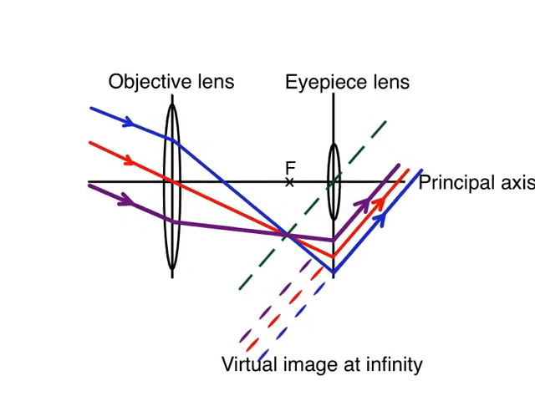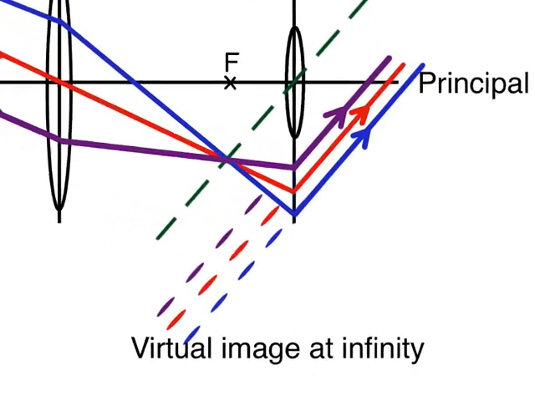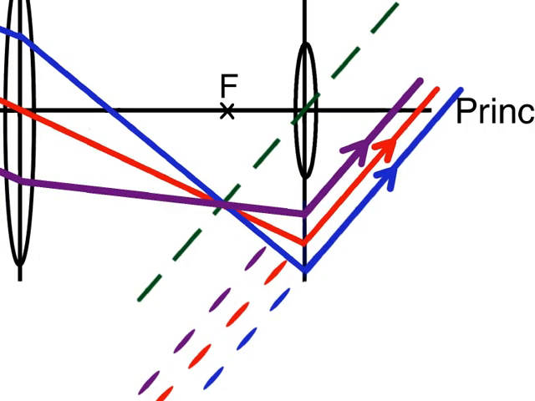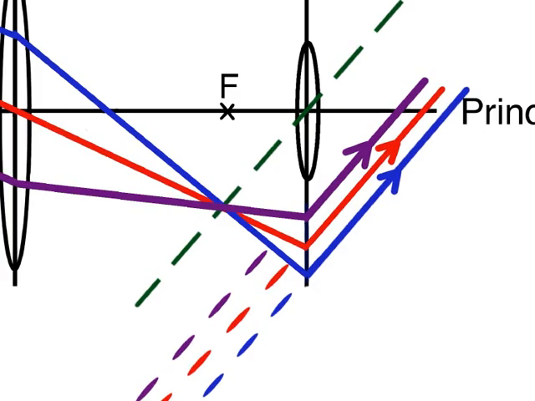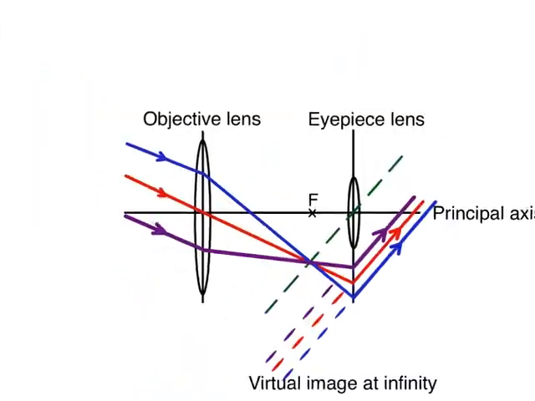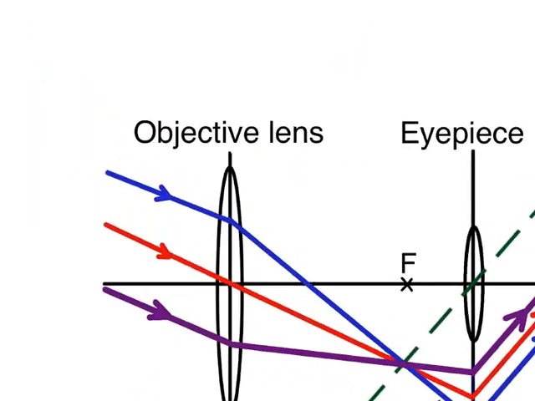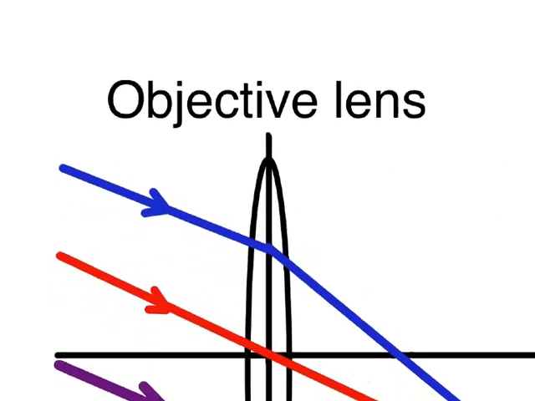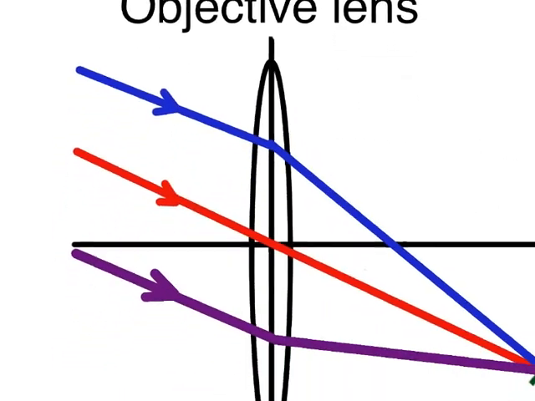Remember, this is called normal adjustment because the image is at infinity and so the eye is relaxed. It should also be noted that the image is upside down compared to the object. It should also be remembered that the three rays come from the top of the object, whilst the bottom of the object is located along the principal axis.